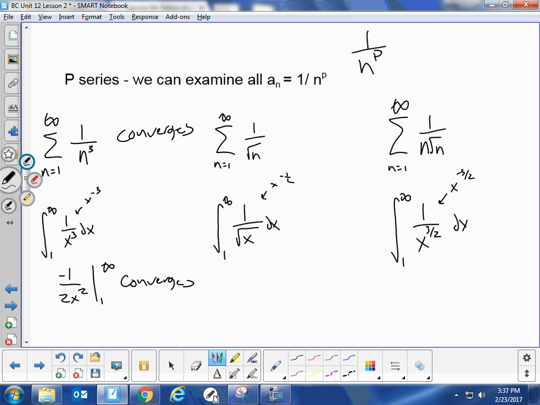Let's look at 1 over root n. Its sum. Well, let's do the improper integral from 1 to infinity of 1 over root x. The antiderivative of x to the negative half is x to the 1/2 times 2. So this is 2 root x.